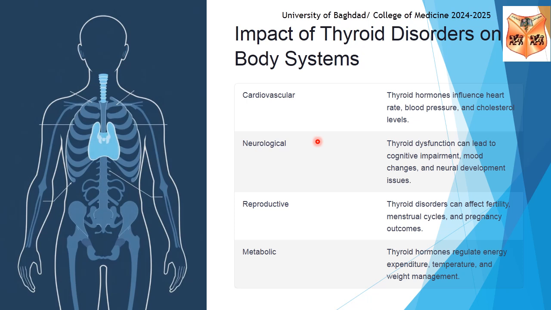Impact of thyroid disorder on body systems. Cardiovascular: thyroid hormone influences heart rate, blood pressure and cholesterol level. Neurological: thyroid dysfunction can lead to cognitive impairment, mood changes and neural development issues. Thyroid disorder can affect fertility, menstrual cycle and pregnancy outcome. Thyroid hormone regulates energy expenditure, temperature and weight management.